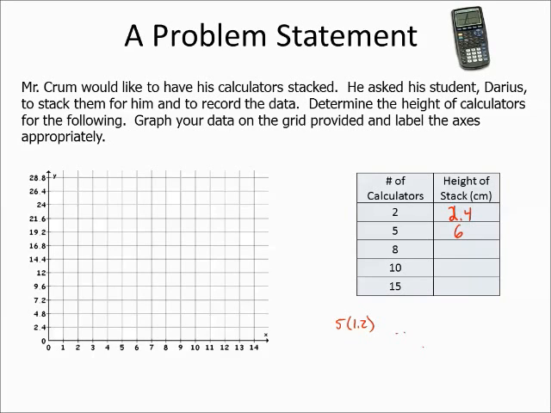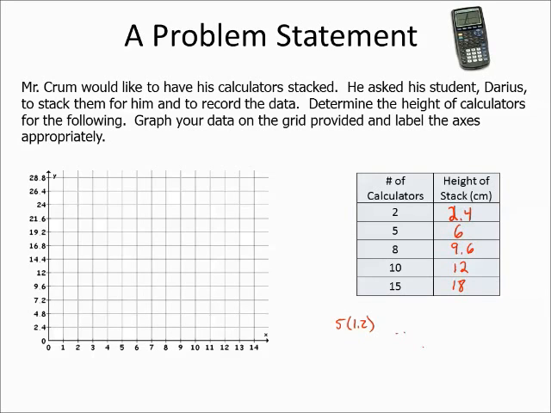Now I want you to pause the video and try to come up with, as best you can, the height of the other 3 sets. Okay, ready, set, go. And this is what you should have come up with. You should have got 9.6. You should have got 12. And you should have got 18 centimeters for those.